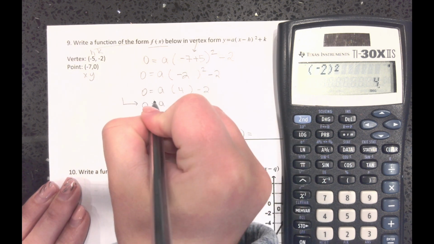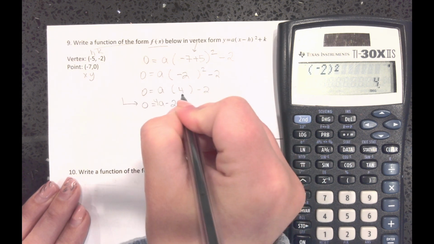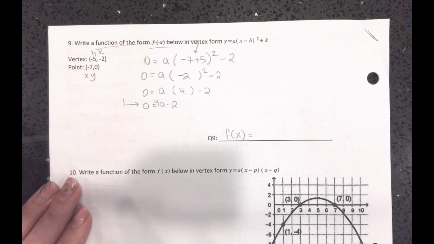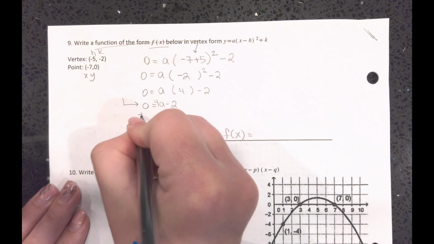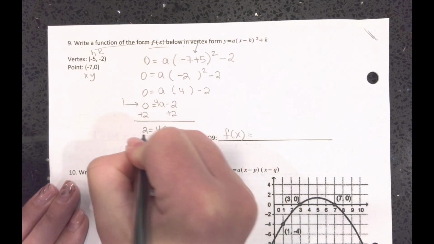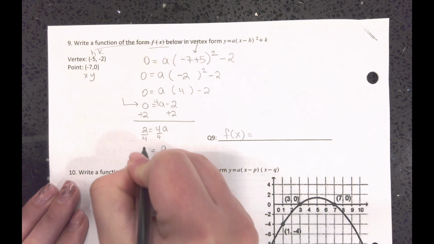This step is very important. Rearrange it as 4a minus 2. Do not combine the 4 and the 2. They don't belong together. The 4 belongs to the a. Add 2, add 2. Divide by 4. Simplify. So a is 1/2.